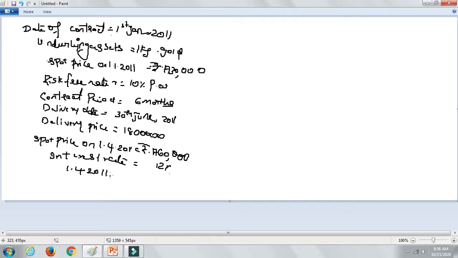Spot price, the information given here for 1/4/2011, that is the currently prevailing market price on 1/4/2011, is 17,60,000 and the interest rate on that day is 12%. Now he is asking us what is the profit or loss. Forget about the contract period that after 6 months all that has to take place. But on 1st April 2011, what is the profit or loss to the parties to the contract? That means what is the profit for Mr. Ajay or Mr. Vijay? That is what he is asking on 1st April 2011.